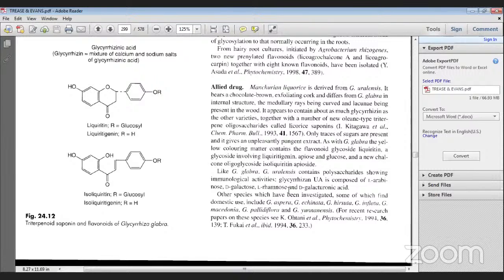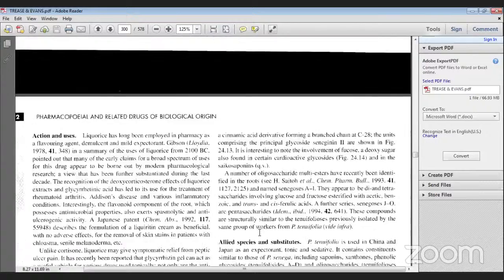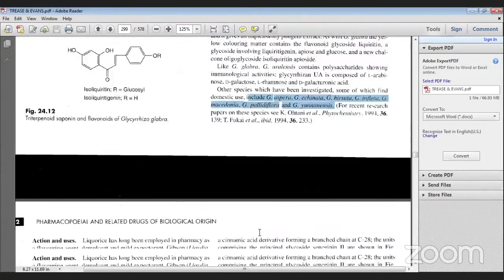These are the adulterants of Glycyrrhiza. Other species are Glycyrrhiza aspera and a number of others given here. These are the other allied drugs.